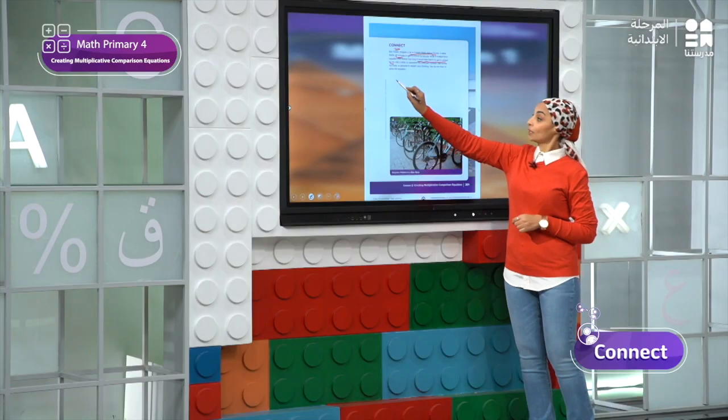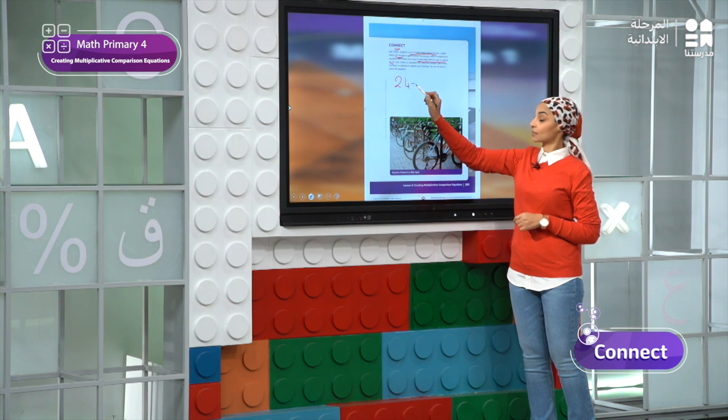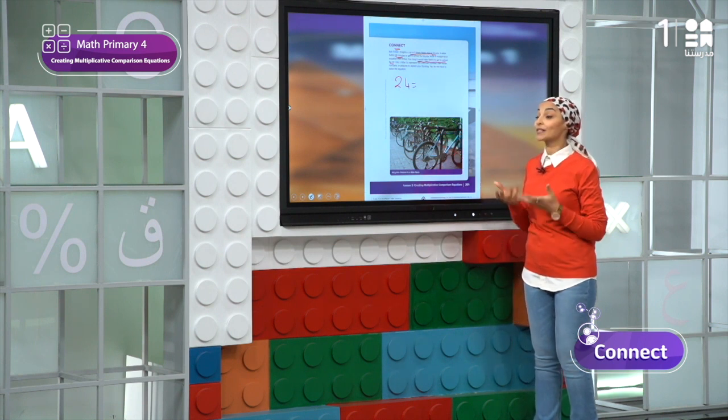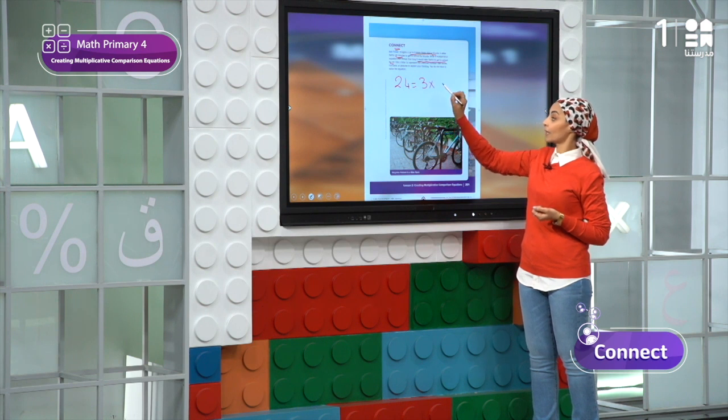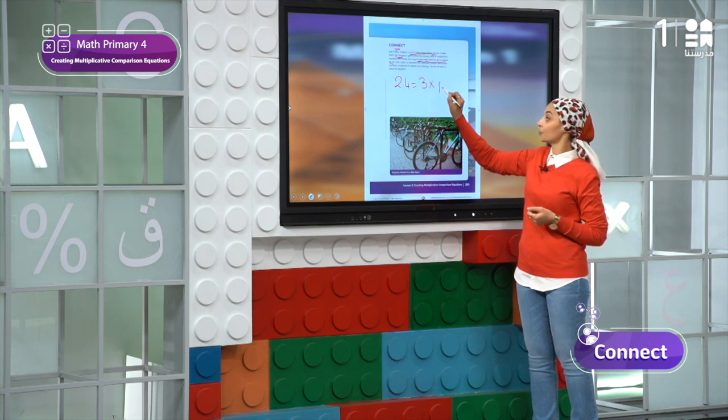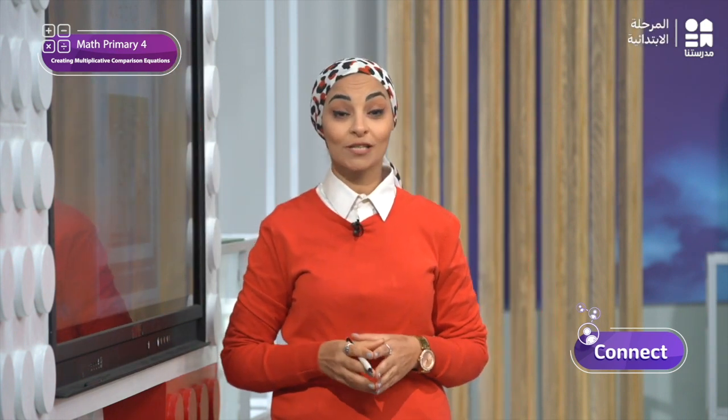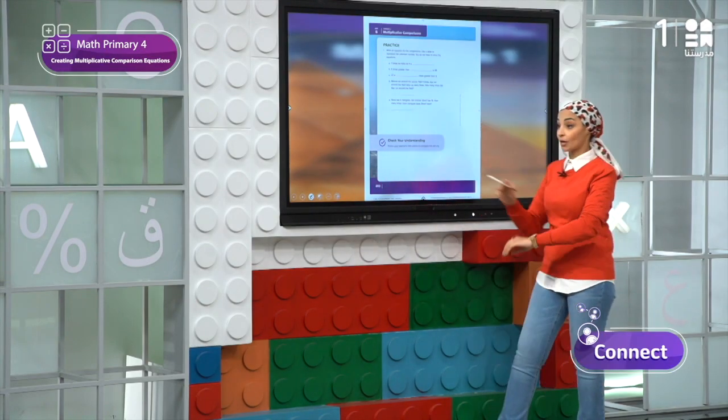How do I write the equation? I say 24 equals 3 times what? 24 equals 3 times what? The unknown I will write as the letter P, and this is the unknown number. As we have checked our understanding of equations and how to write them, let's now answer the problem on page 202. Here's page 202.